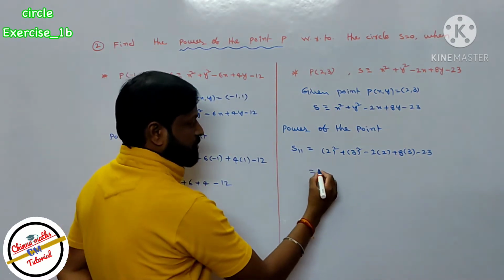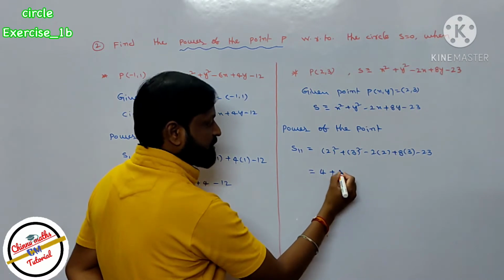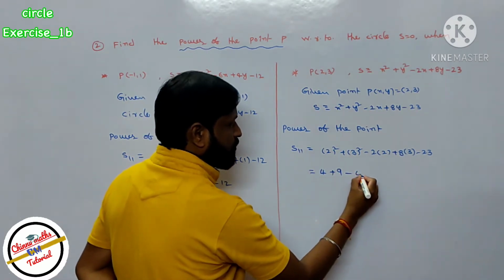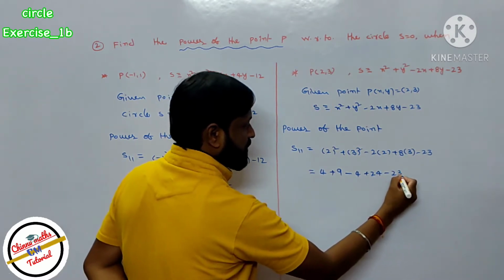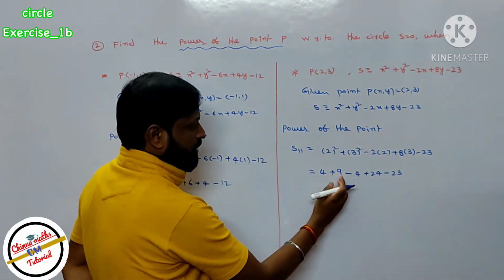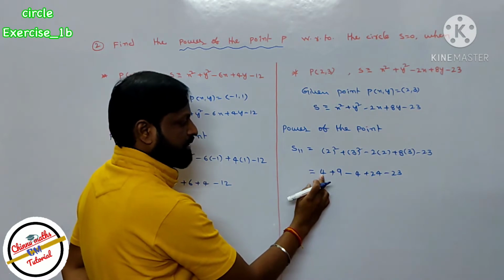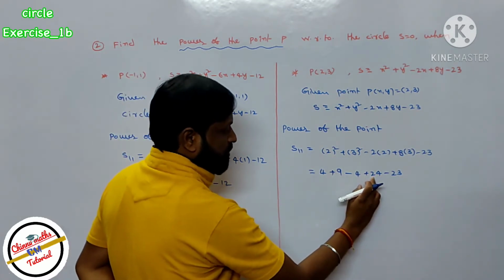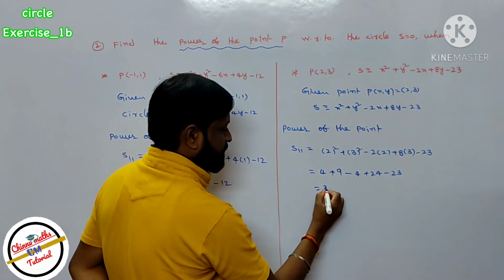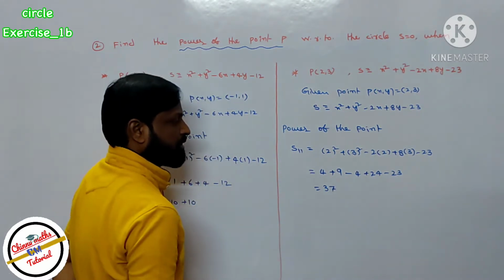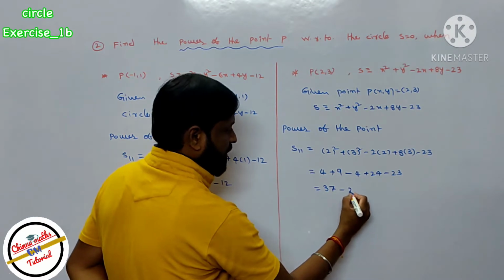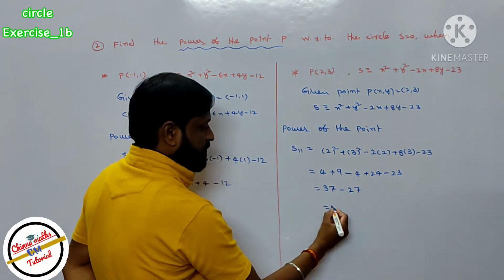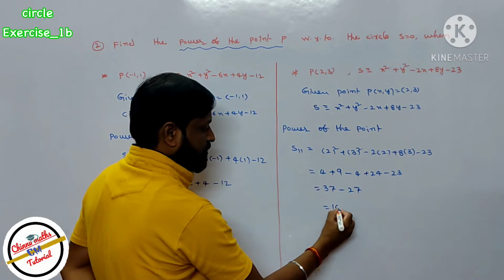It is equal to 2 square 4, 3 square 9, 2 into 2 4, 8 into 3 24, minus 23. So 9 plus 4 is 13, 13 plus 24 is 37, minus 4 minus 3 minus 23 equals minus 27. So then finally 37 minus 27 equal to 10.